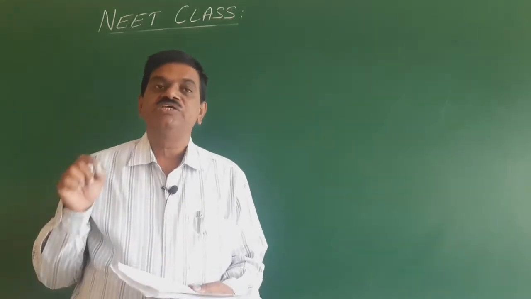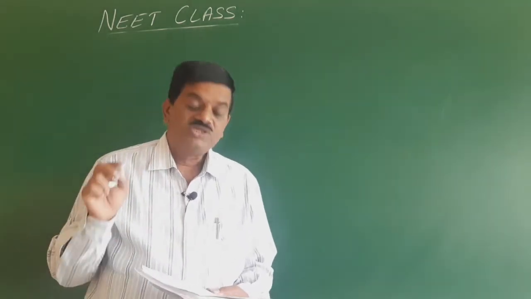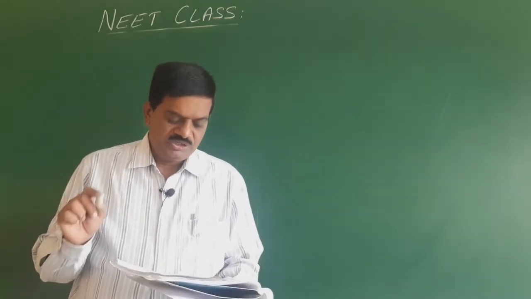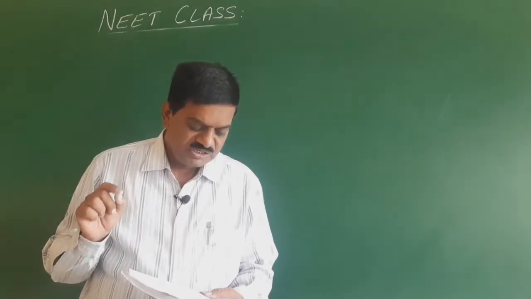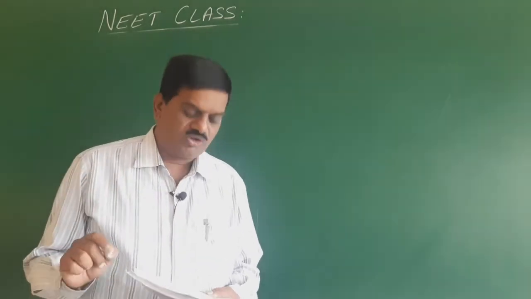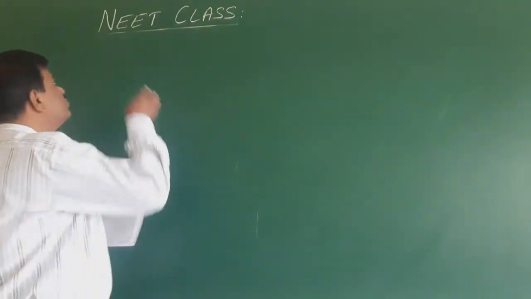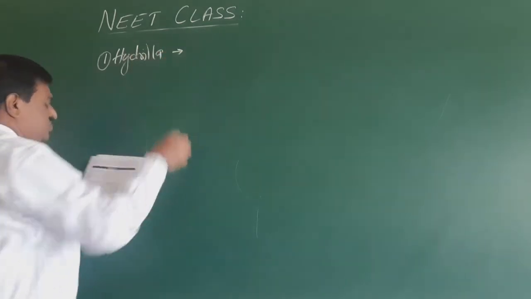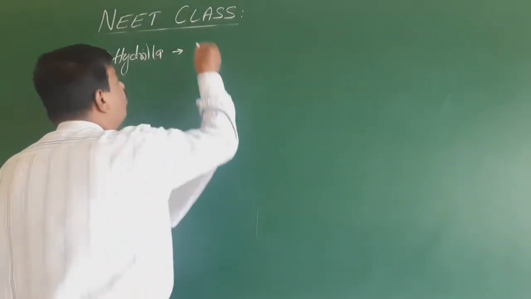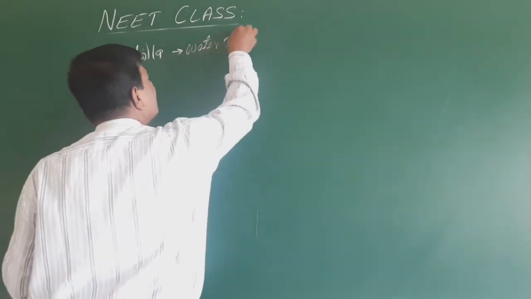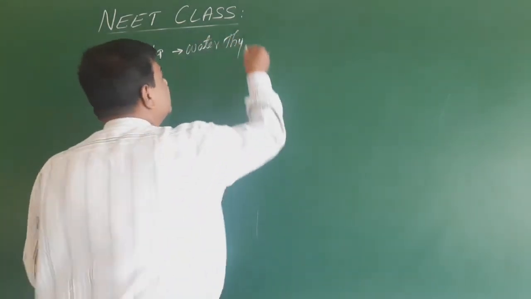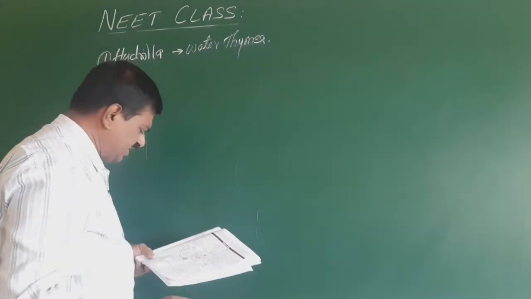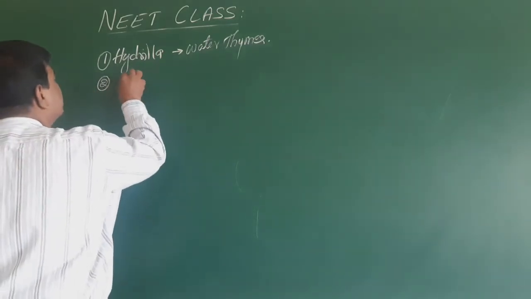swollen spongy petiole. So the petiole is spongy in texture. Swollen spongy petiole is present in, the first one is Hydrilla. Hydrilla is called water thyme. So this is the first option. So we go for the second option. The second option is Hyacinth.